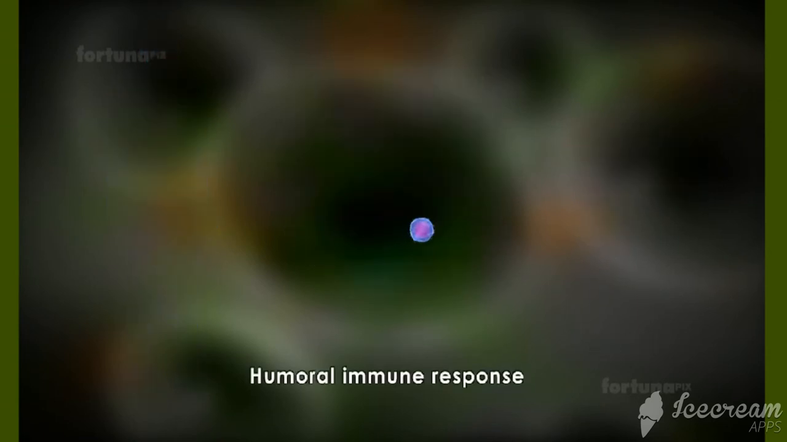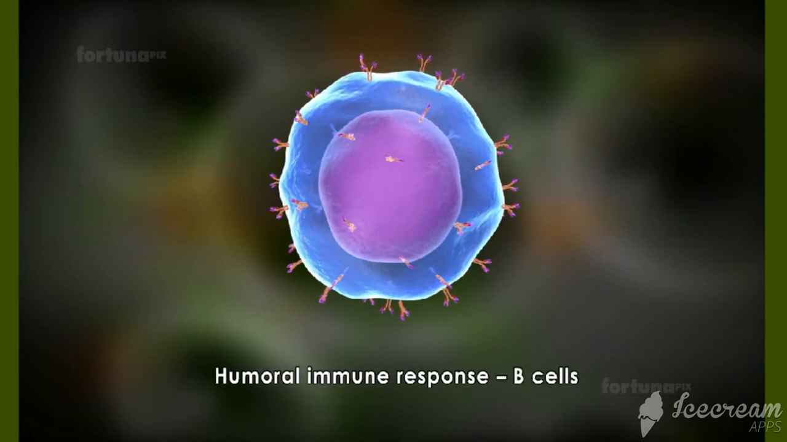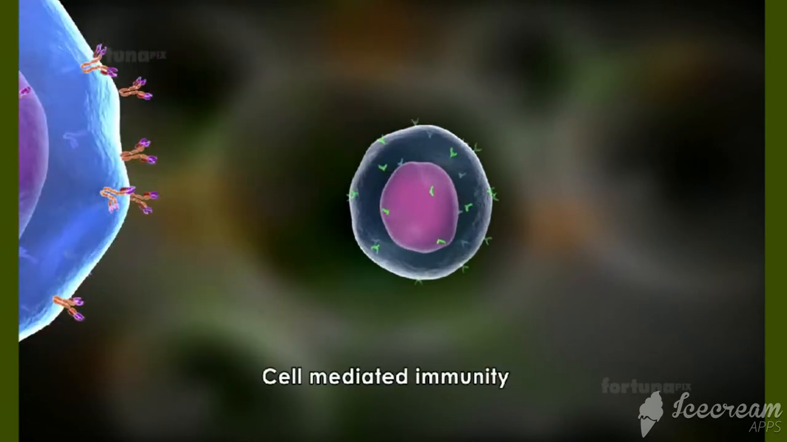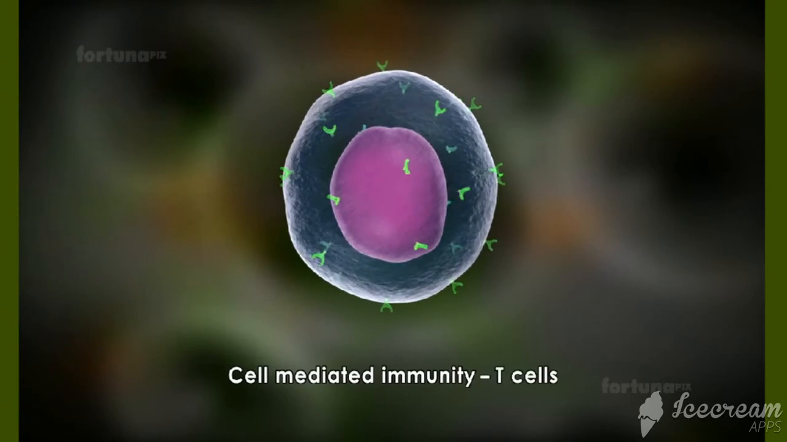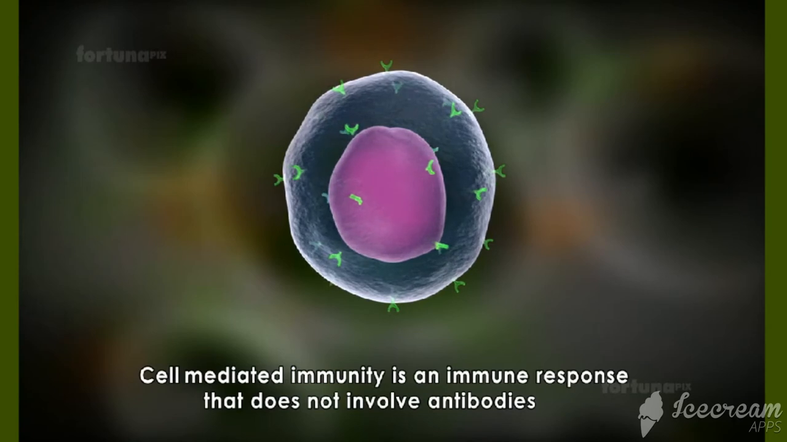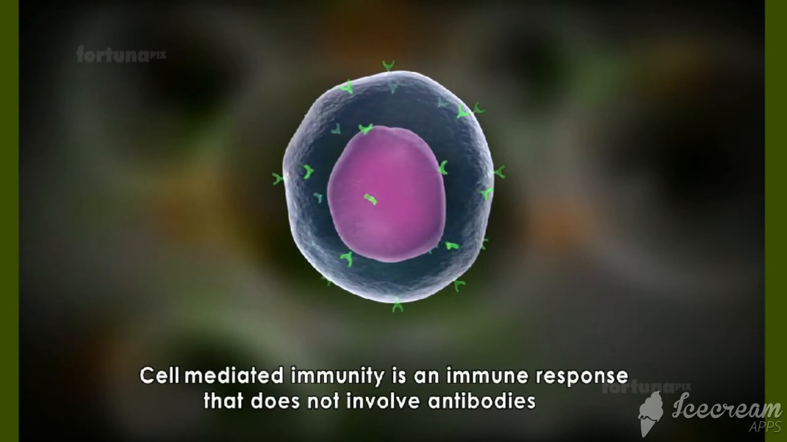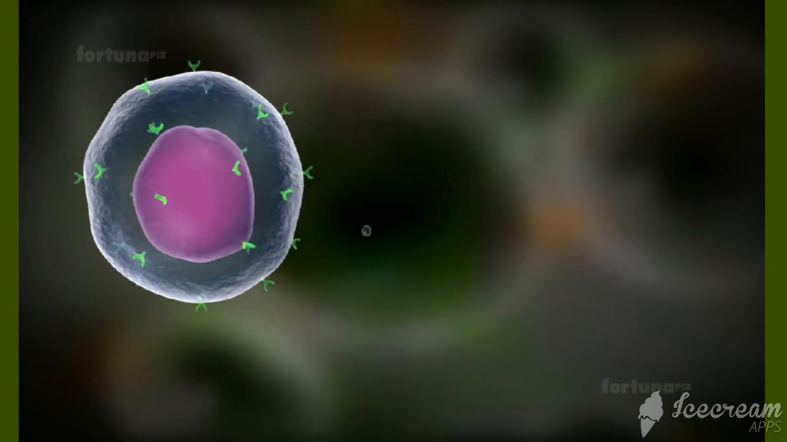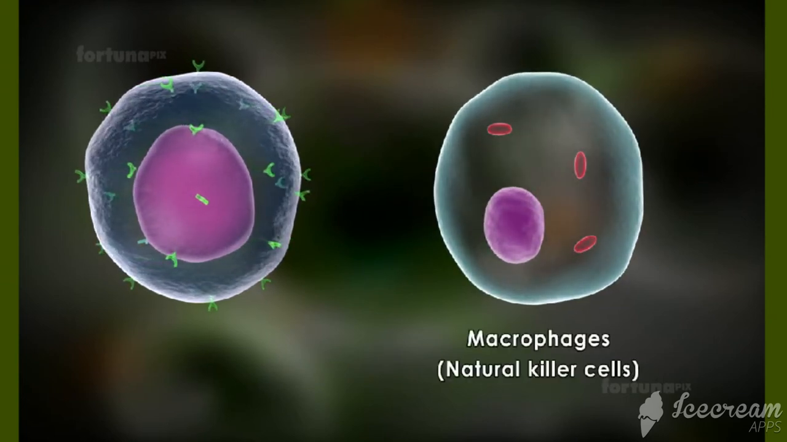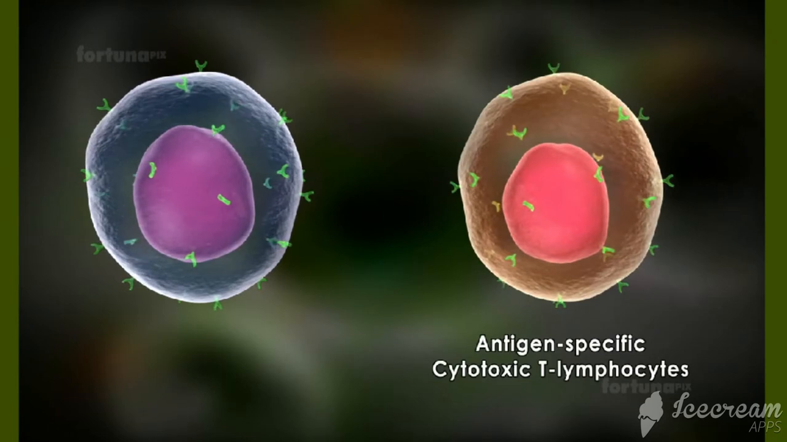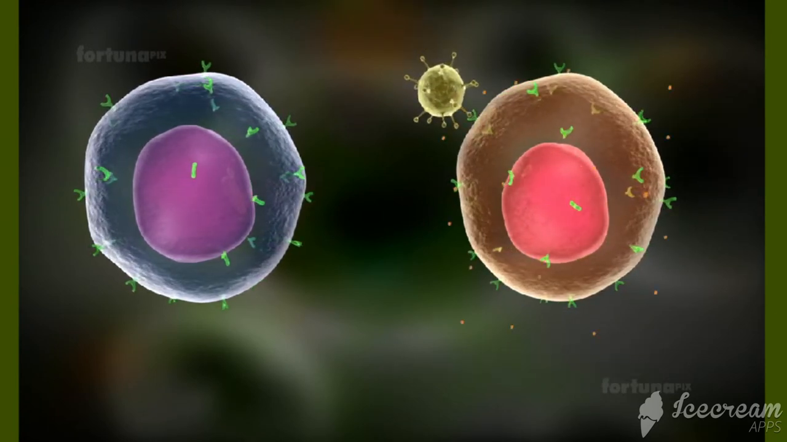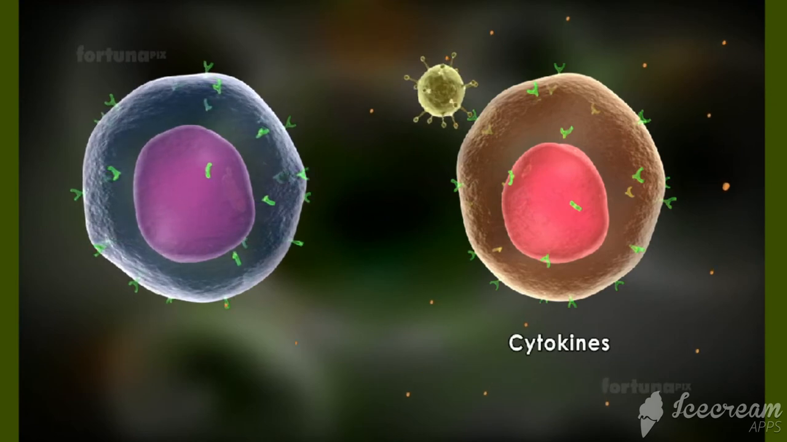In the humoral immune response, B cells are crucial. In cell-mediated immunity, T cells are important. Cell-mediated immunity is an immune response that does not involve antibodies, but involves the activation of macrophages, natural killer cells, antigen-specific cytotoxic T lymphocytes, and the release of various cytokines in response to an antigen.